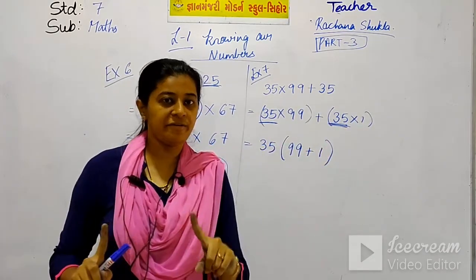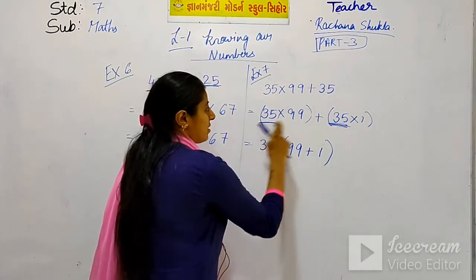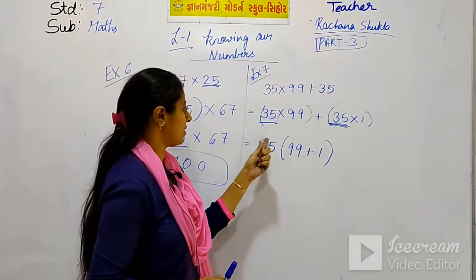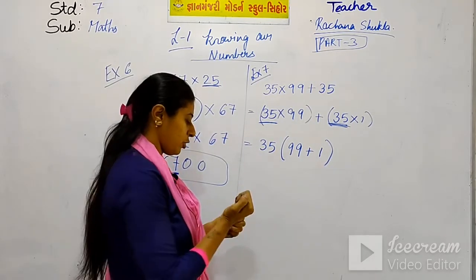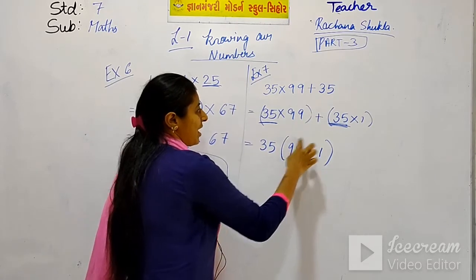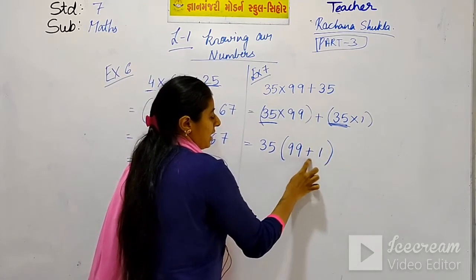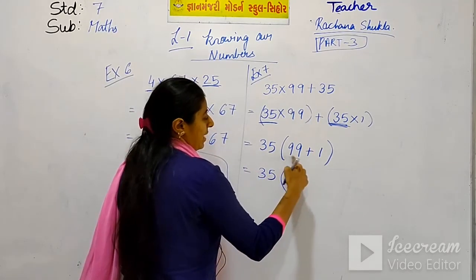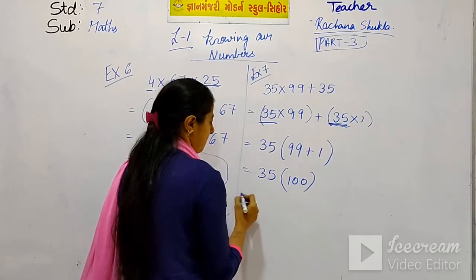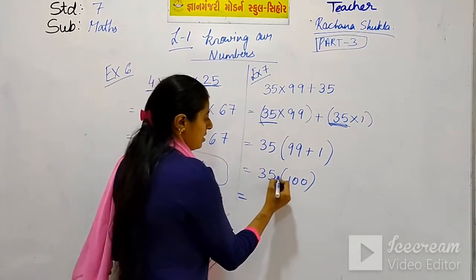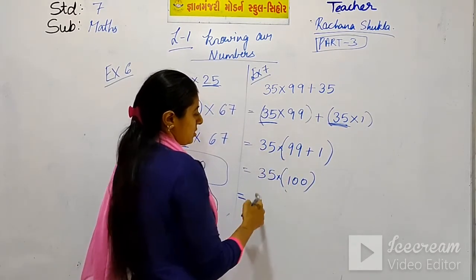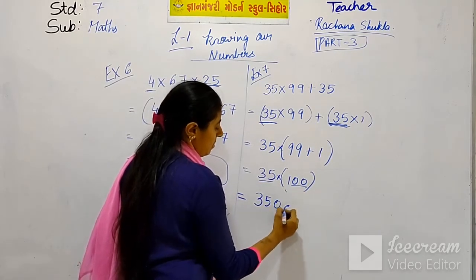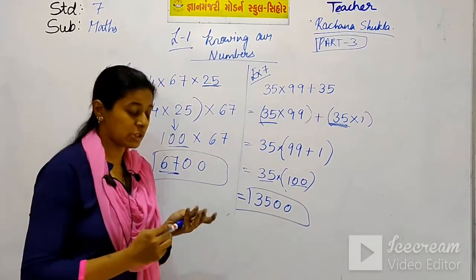35 ones are 35. Then we have the same mother, 35 and 35 is your mother. So, take your mother outside, 35. Then what to do? 99 is your first child and 1 is the other. 99 plus 1. Now, simple. 99 plus 1 is 100. 35 into 100, here there is nothing, so it is a multiplication sign. 35 into 100 is 35, and then 00. 3500 is your answer.